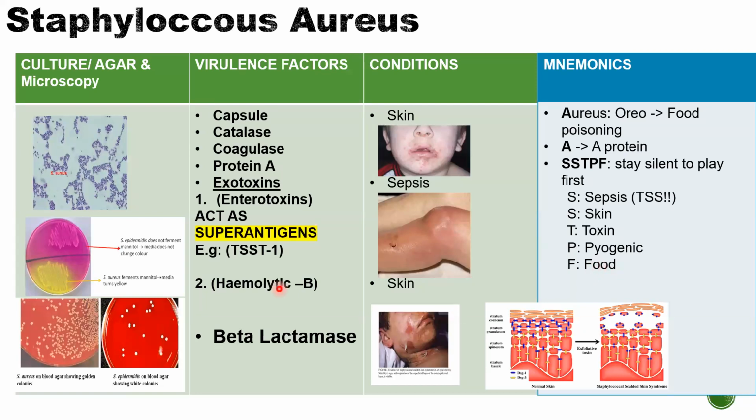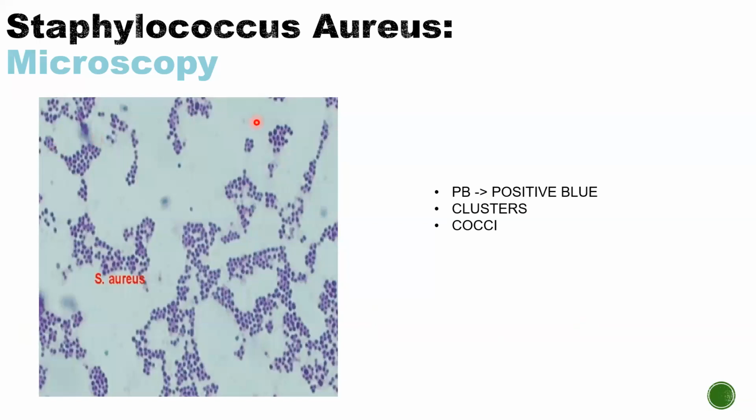Okay, now on microscopy, we said that PB, because it's positive, it's going to be blue. Okay, peanut butter. So positive means blue. We said that it clusters. So you see it in clusters, okay, not in chains. And we said that it's round. Okay, so they look like little balls. Okay, so this is how you identify Staph aureus.